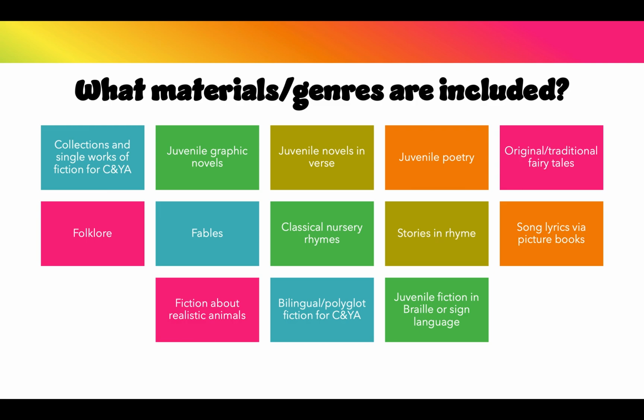There are also limits on what materials and genres need KYAC subject headings. The following fall under the KYAC program: collections and single works of fiction for children and young adults, juvenile graphic novels, juvenile novels in verse, juvenile poetry, original or traditional fairy tales, folklore, fables, classical nursery rhymes like Mother Goose, stories in rhyme, song lyrics via picture books, fiction about realistic animals, bilingual or polyglot fiction for children and young adults, and juvenile fiction in Braille or sign language.